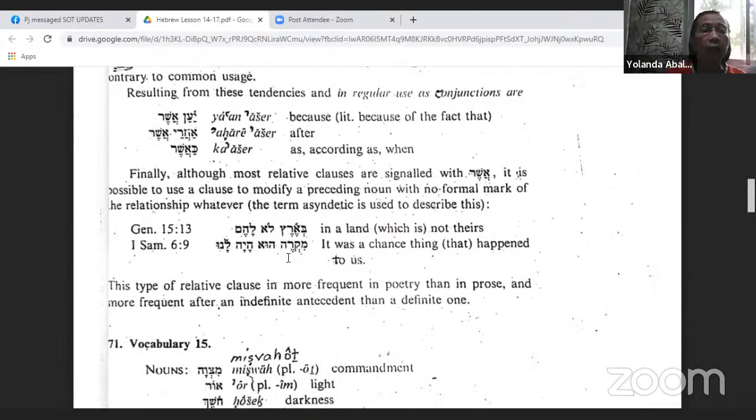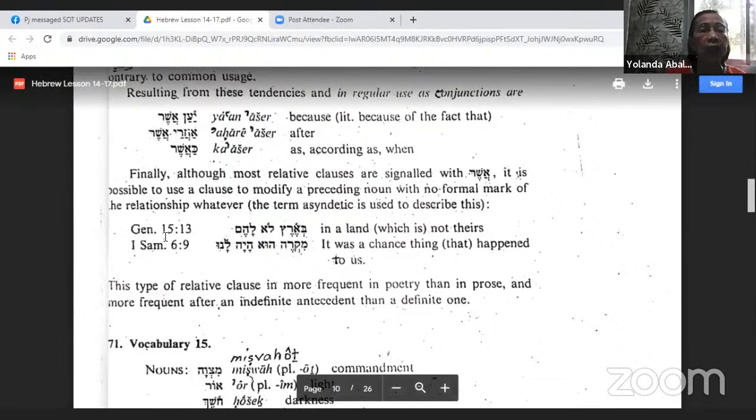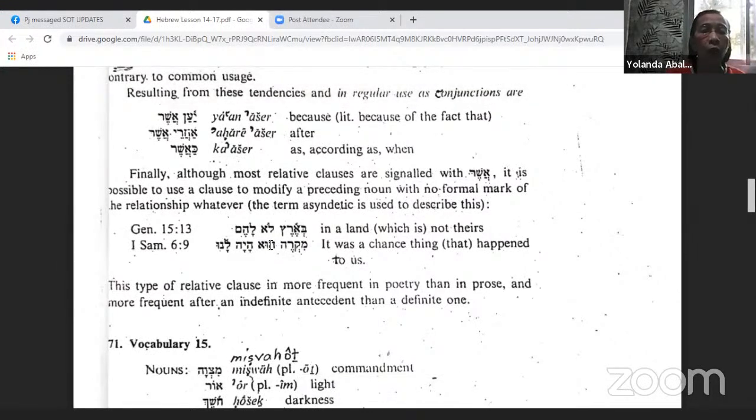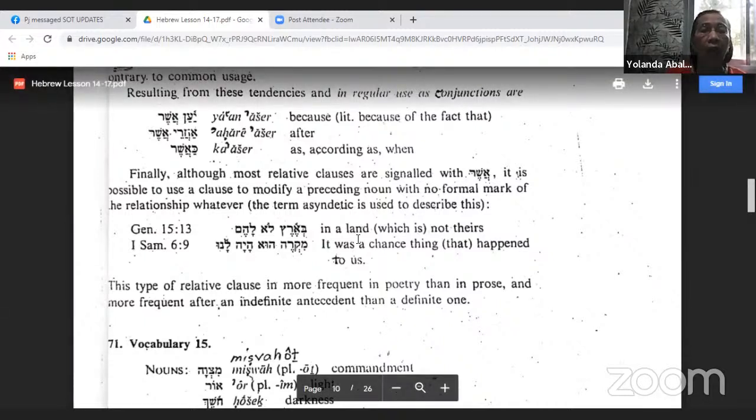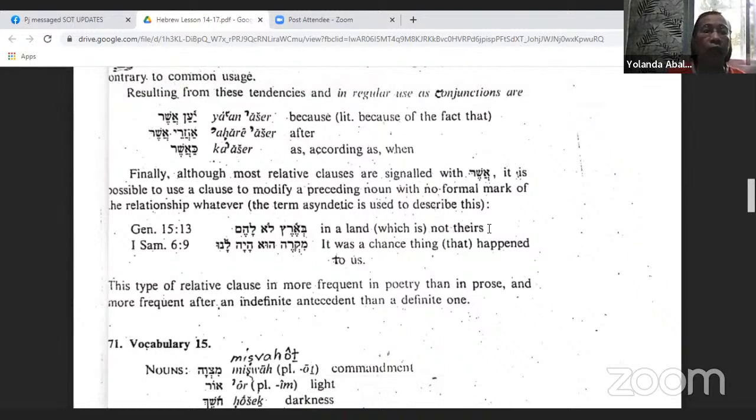All right. We have, for example, Genesis 15:13. Be'eretz lo lahem. In a land which is, in a land, be'eretz lo, not lahem, theirs. So in a land which is not theirs.